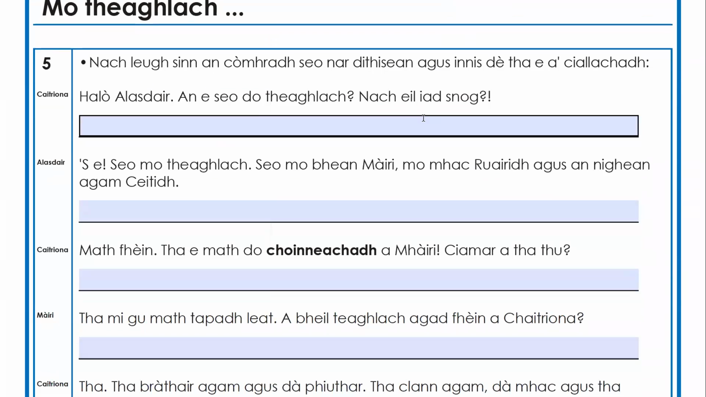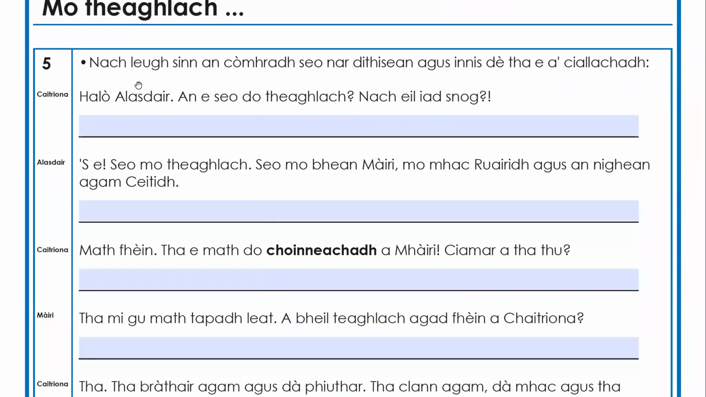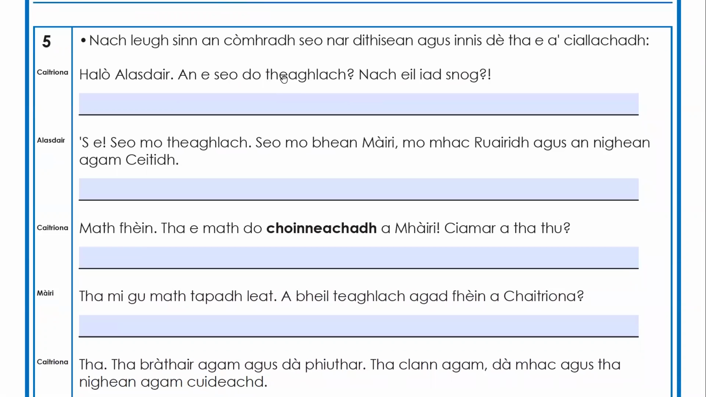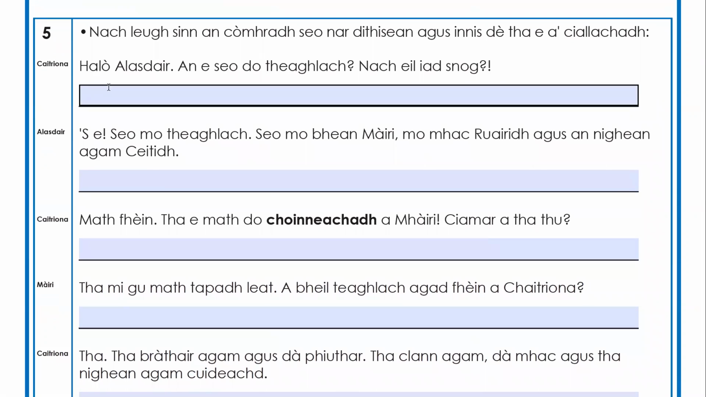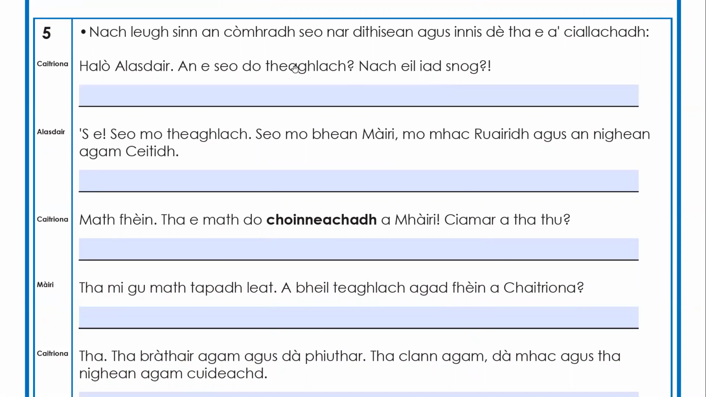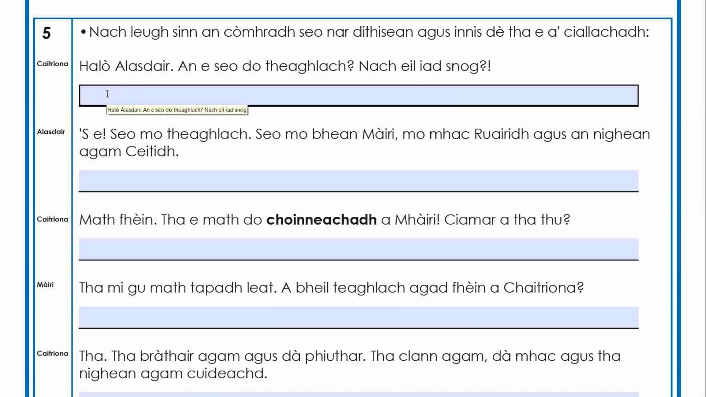So if you're in pairs, let's read this dialogue and see what it means. So as usual, I'll say the line, you can pause and repeat, and then I'll translate.